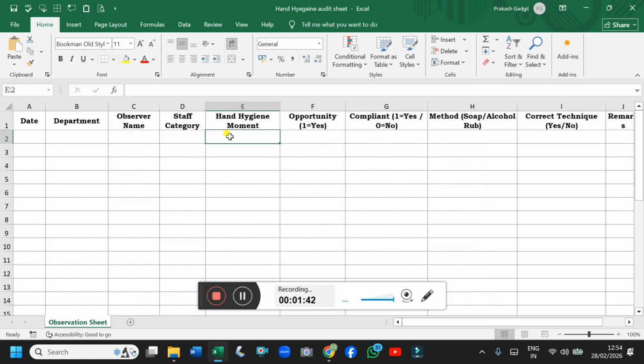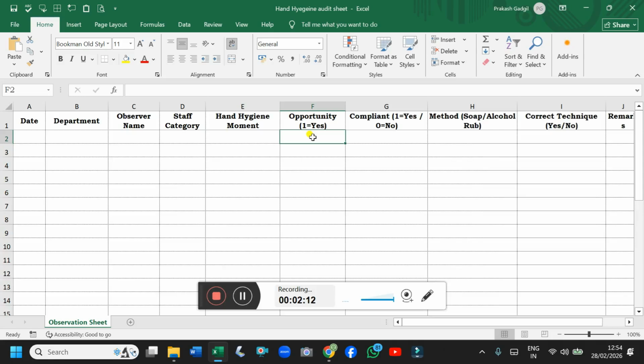Hand hygiene movement. There are 5 movements as we saw earlier, before and after touching a patient, and so on. I am not elaborating here because it was just explained a couple of minutes back. Then opportunity. Now opportunity is, as I said, how many movements were there for that person where he or she should have washed the hands.